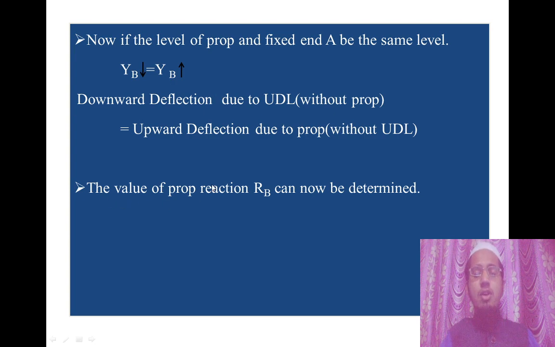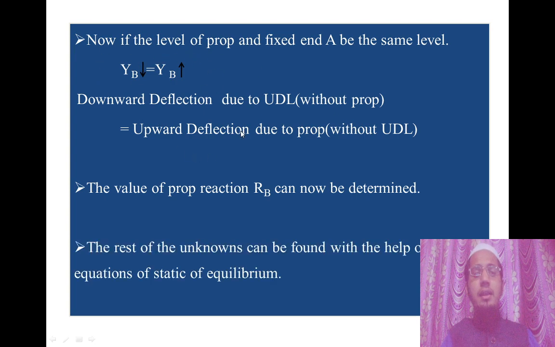The value of the prop reaction RB can be determined by this concept of deflection at the free end, and the remaining reactions can be found with the help of simple equations of static equilibrium, that is, summation of vertical forces equals 0 and summation of moments equals 0. By using these two static equilibrium equations, we can find the rest of the unknowns.